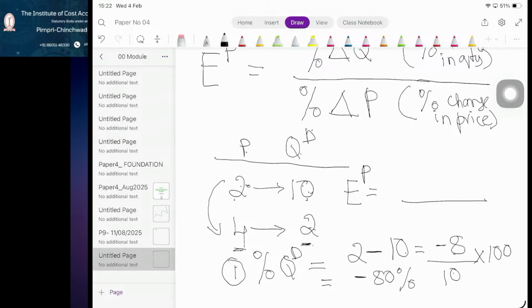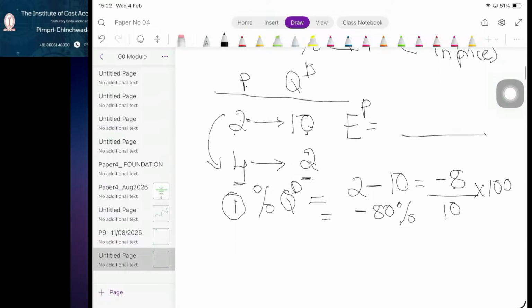Fine. Use now this method and calculate percentage change in price. How much is it? It was 2. From 2 it has gone up to 4. So 4 minus 2.